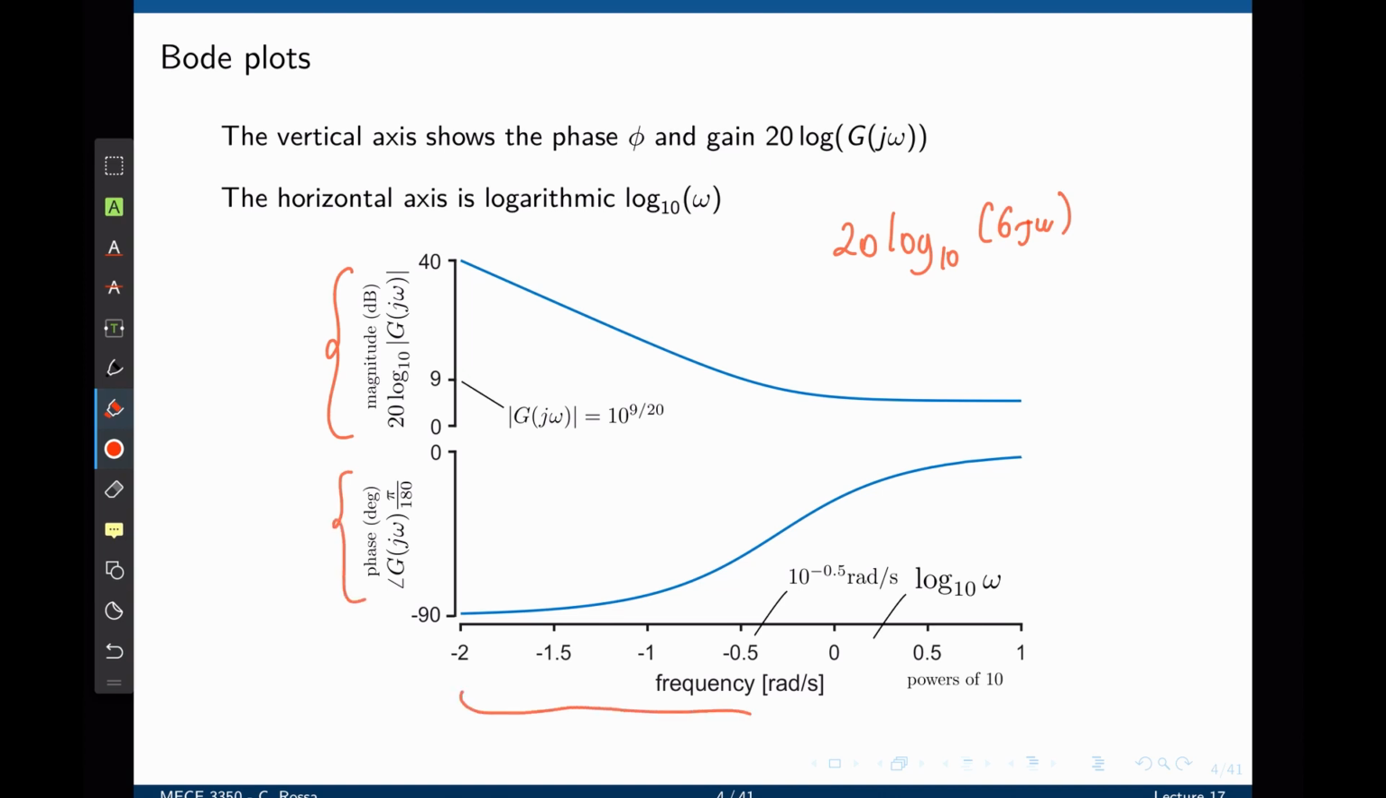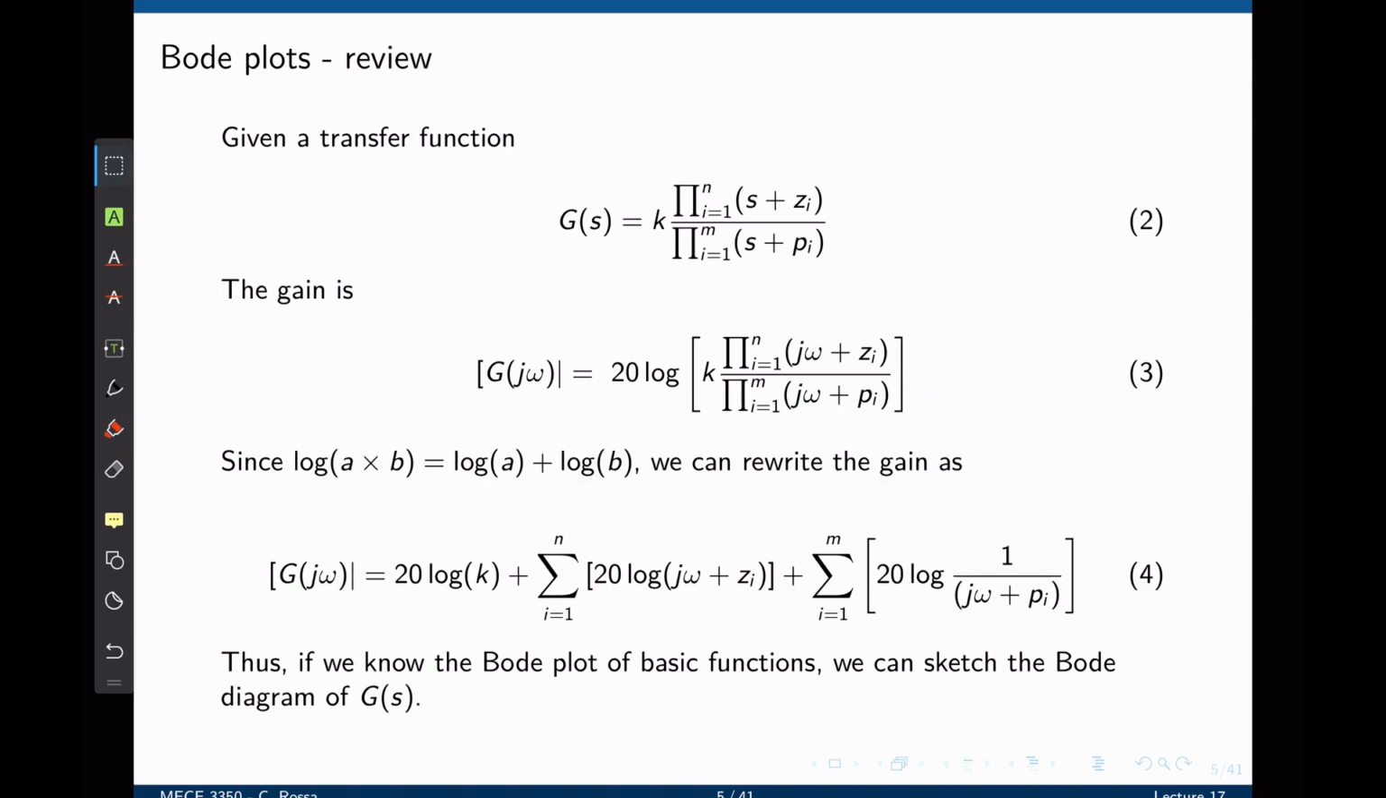Notice also that the frequency axis is given in a log scale. One of the key advantages of using a logarithmic scale to draw the Bode plot is that the Bode plot can be decomposed into smaller functions, and you can then add them up. To see this, consider the transfer function given in equation 2. This is simply a gain times a fraction of poles and zeros multiplied together.